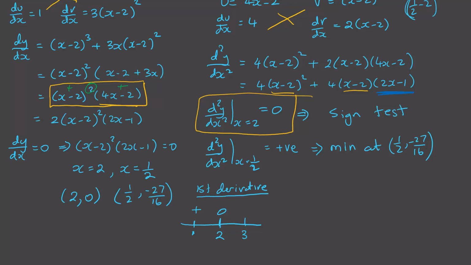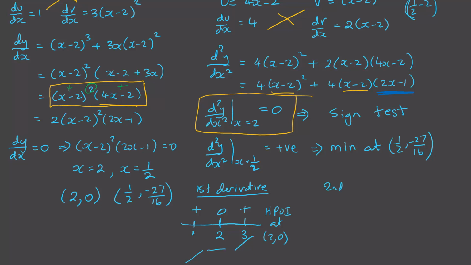Let's look at 3. And once again, they're both positive. So positive. And therefore, the gradient goes positive, 0, positive. And that implies a horizontal point of inflection at (2, 0).